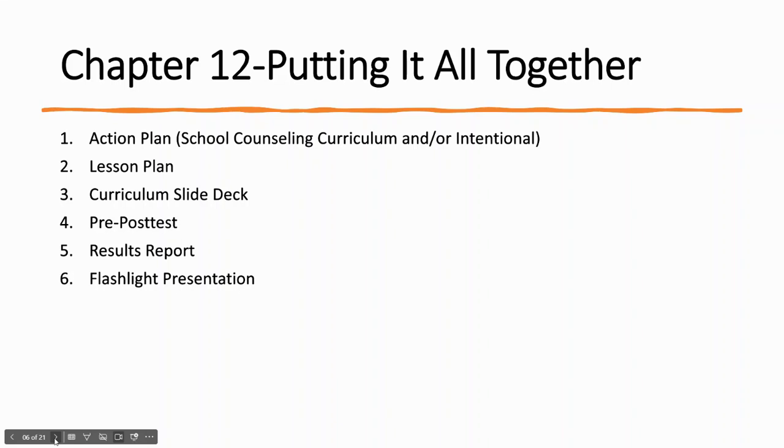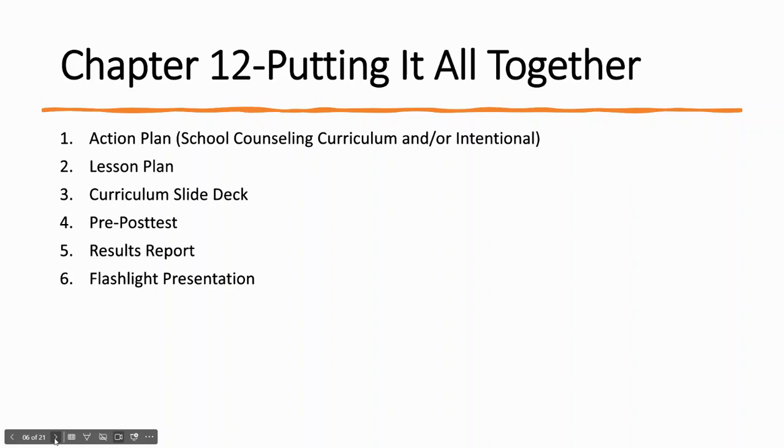A curriculum slide deck, we didn't talk a lot about that, but that is something where you could have your whole curriculum for each grade level in a slide deck. If somebody asks you what your curriculum is, you can share that with them and let them know what the standards are in each grade level that you present and work with every year.